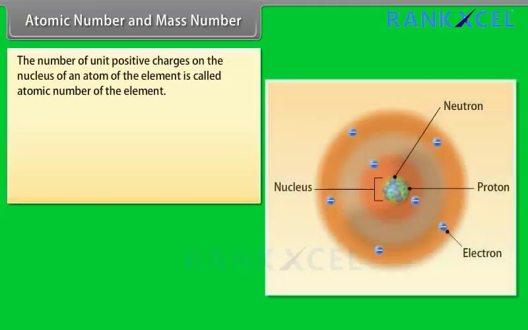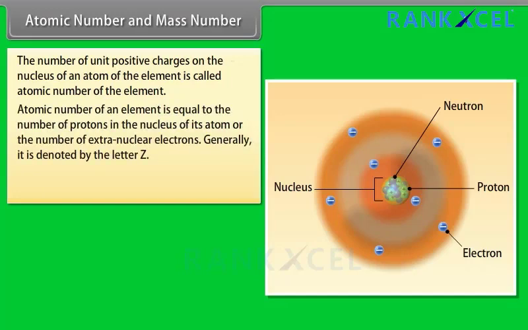Atomic number and mass number. The number of unit positive charges on the nucleus of an atom of the element is called atomic number of the element. Atomic number of an element is equal to the number of protons in the nucleus of its atom or the number of extra nuclear electrons. Generally, it is denoted by the letter Z. Atomic number Z is equal to number of protons is equal to number of electrons.